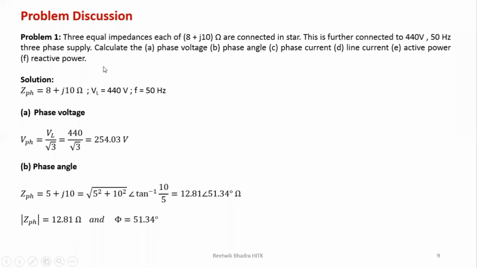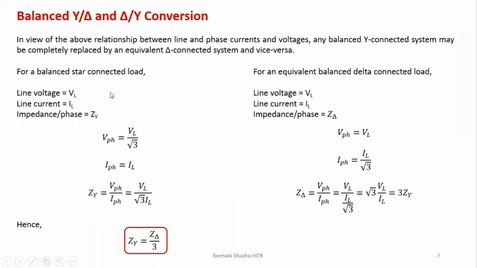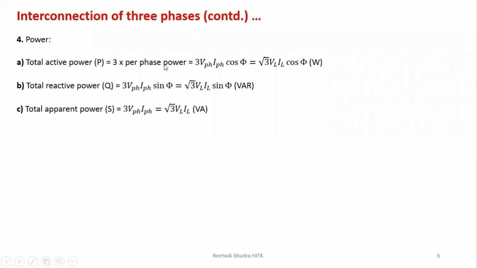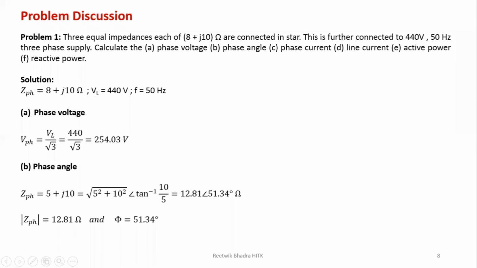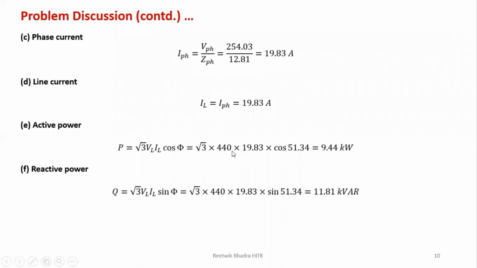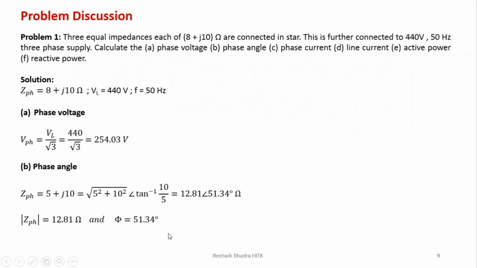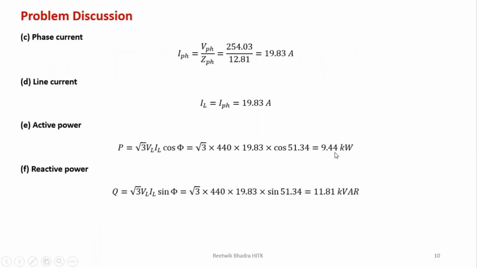Next is active power and reactive power. Going to the formula, active power is root 3 VL IL cos phi, or we can use 3 VPH IPH cos phi. Reactive power is root 3 VL IL sin phi. Using the values here, all magnitudes only: VL is 440, IL is 19.83, and phi you have calculated as 51.34. Substitute it and get your value.